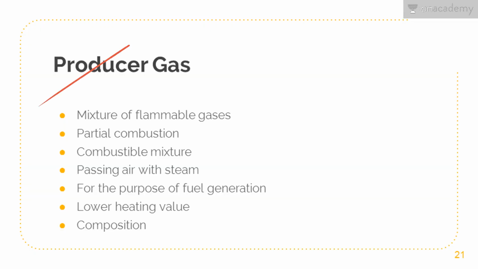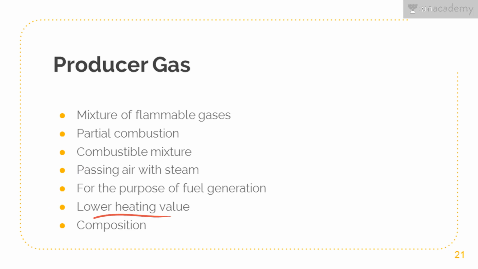So let's move on to producer gas. It is a mixture of flammable gases and non-flammable gases made by the partial combustion of carbonaceous substances, usually coal, in an atmosphere of air and steam. It is a combustible mixture of nitrogen, carbon monoxide and hydrogen, which is generated by passing air with steam over burning coke or coal in a furnace, and which is used as a fuel. Producer gas has a low heating value, but it can be manufactured with relatively simple equipment. It is used as a fuel in large industrial functions.